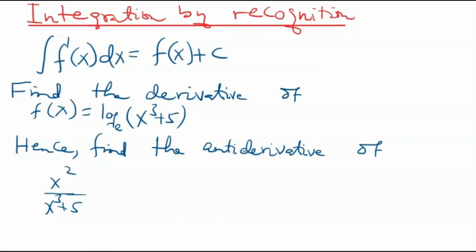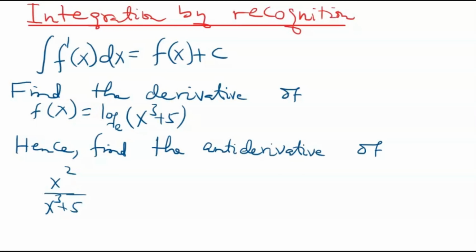Integration by recognition. One thing we need to realize is that if you integrate f prime x, it gives us the original function, which is f of x. So the derivative of f of x is f prime x, and if you integrate that, it gives us the original function.